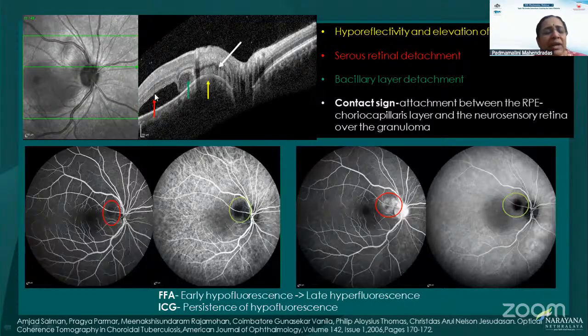FFA shows early hypo with late hyperfluorescence, whereas ICG shows persistence of hypofluorescence in both the early and the late phase. This is what we classically see in a case of choroiditis.